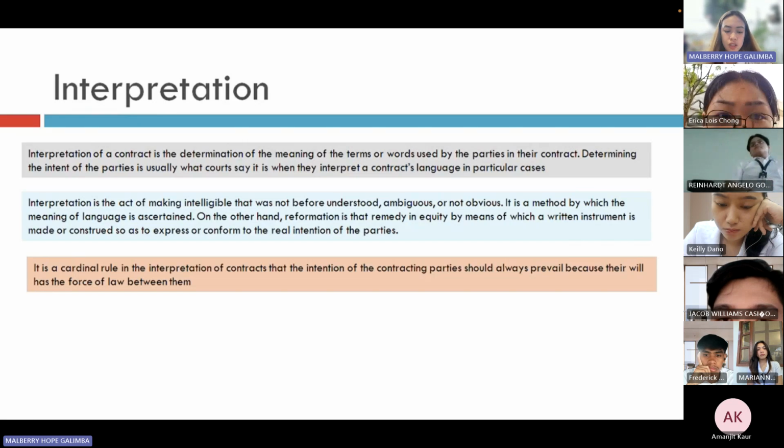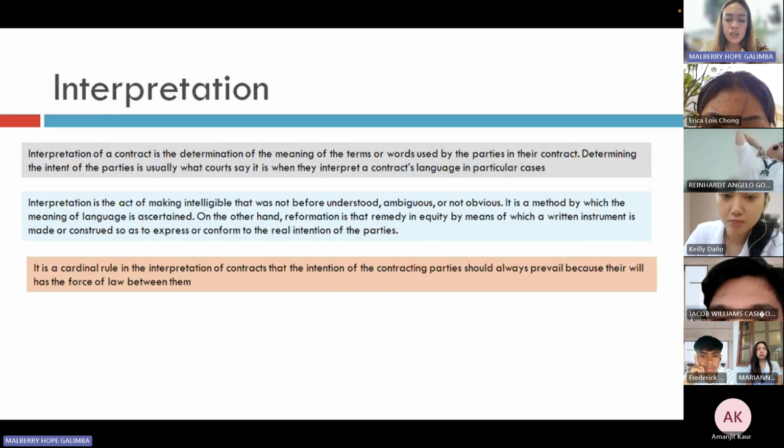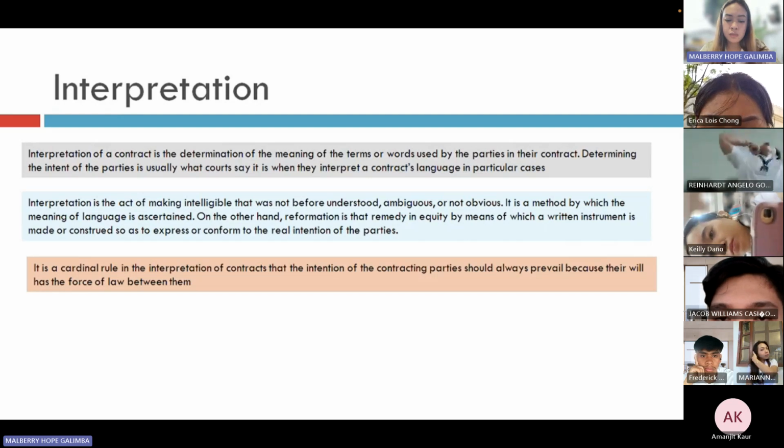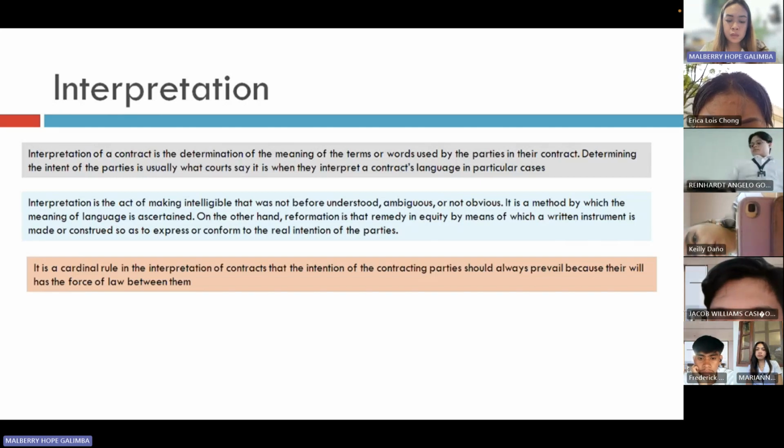It is a cardinal rule in the interpretation of contracts that the intention of the contracting parties should always prevail, because their will has the force of law between them. That's why, even between the intention of the parties, the will of the parties, and the terms of the contract, it is the intention of the parties that will prevail, as long as both parties have agreed that the terms in that contract did not reflect their intention, then they only need to reform. If the contract has already been made, reform it.